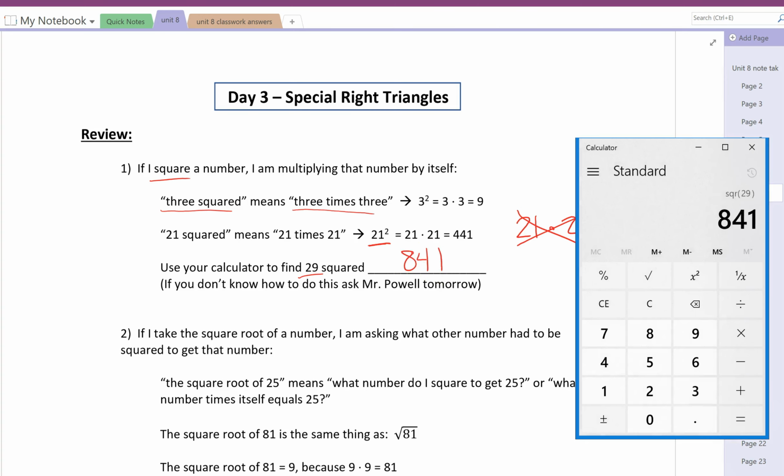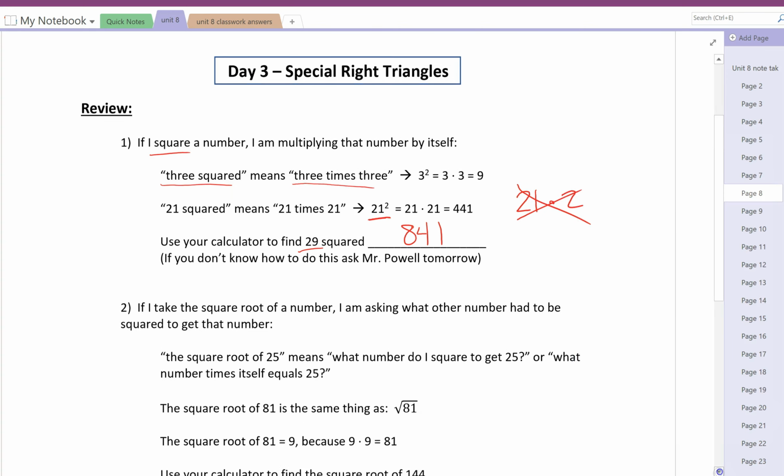Like I said, usually there's some sort of x squared key on whatever calculator you're going to be using. If it's one of the yellow or blue ones in the classroom, I know they have an x squared key. On your cell phone, you might have to turn your phone sideways to get the x squared key to show up, but either way, it should be on there somewhere. Okay, that's if we want to square something.